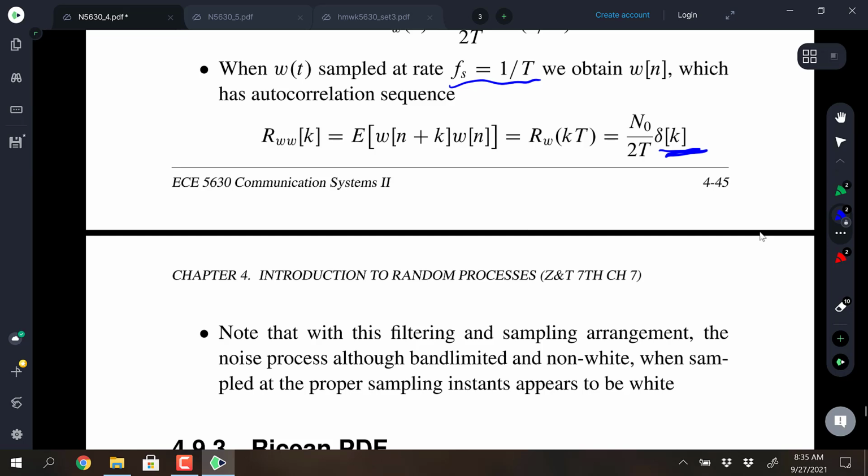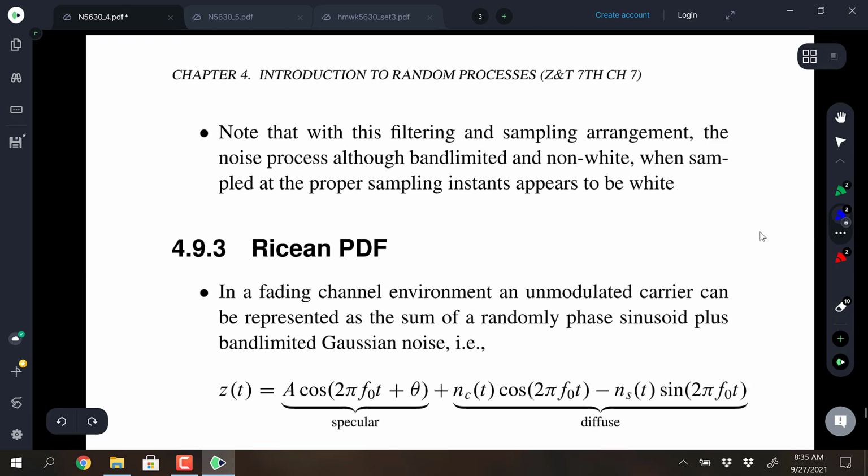Is that making sense too? Just nice assumptions to make, or nice properties to go with.